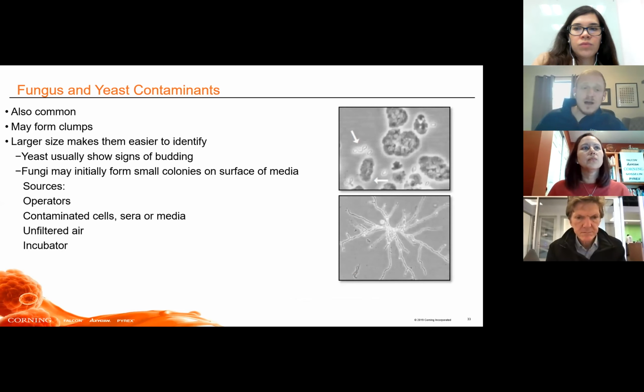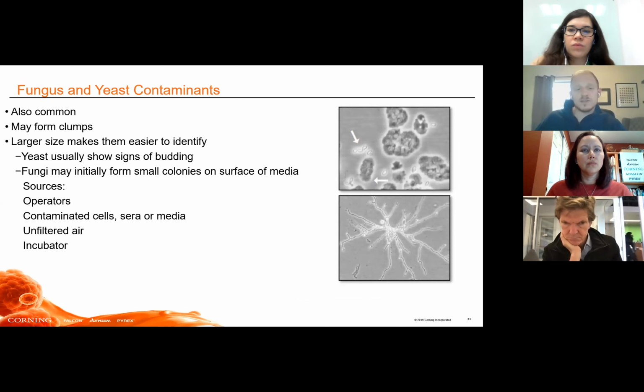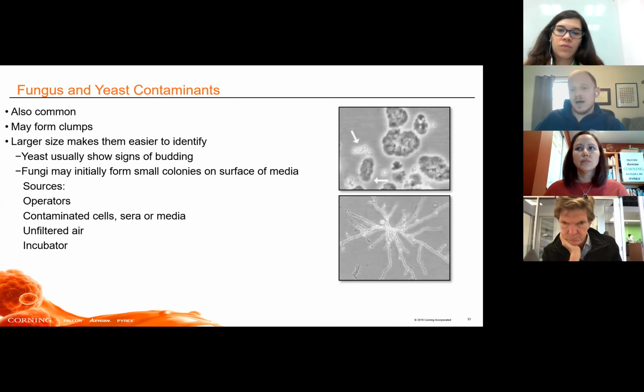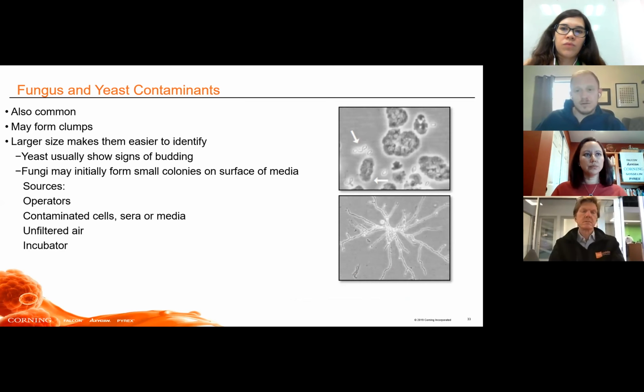Fungus and yeast are also common. They can form more macroscopic structures such as clumps. And it actually is usually easier to identify them over bacteria or something else. They often show signs of budding, and they may initially form small colonies on the surface of the media. Very similar sources as bacteria, and it's usually either the operators or the environment or equipment that is introducing these into your cell culture.